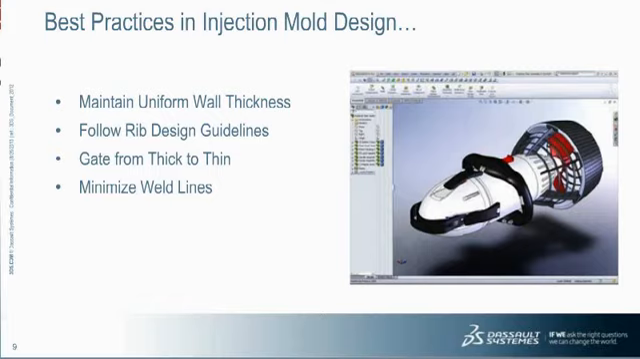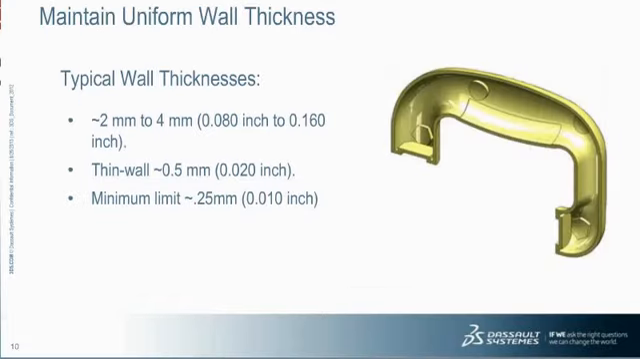So maintaining uniform wall thickness. Just to talk about some of your typical injection molding wall thicknesses, usually in the range of about 2 to 4 millimeters, or 80 thousandths of an inch to about 160 thousandths of an inch. Thin-walled injection molding, you'd be talking something on the order of about 0.5 millimeter in thickness, or 20 thousandths of an inch. The minimum limit for injection molding is about 1/4 millimeter or 10 thousandths of an inch. So you're not really going to see too many wall thicknesses below 10 thousandths of an inch. It's basically what we would call the psychotic edge. It's very difficult to go over that one.